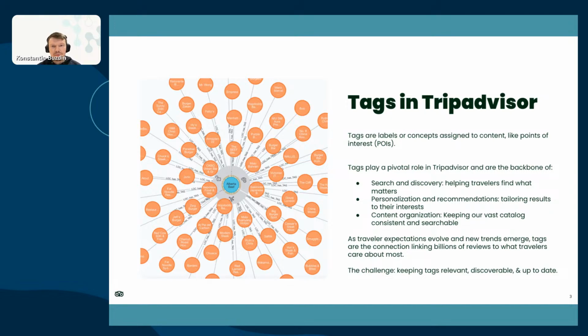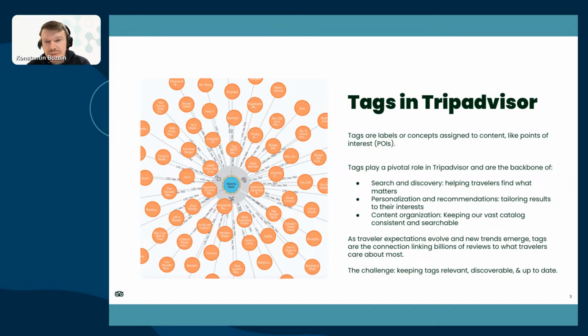Tags play a very important role in the navigation of the site. They're used for search and discovery, helping travelers to find what matters for them. They're used for personalization and recommendations, helping us to construct results which are relevant and matching the user's interests. And they also help us organize the content and navigate through the huge catalog of content we have.